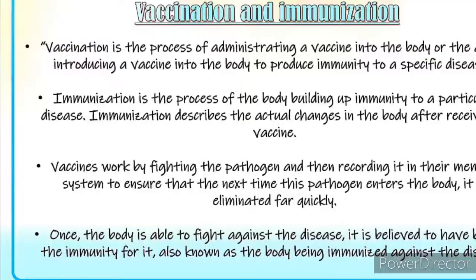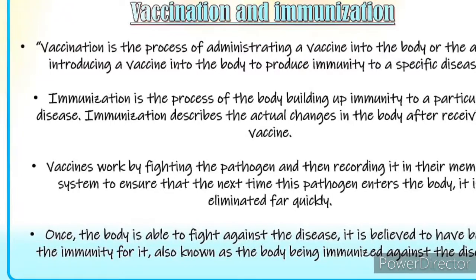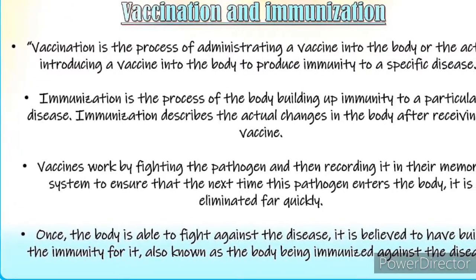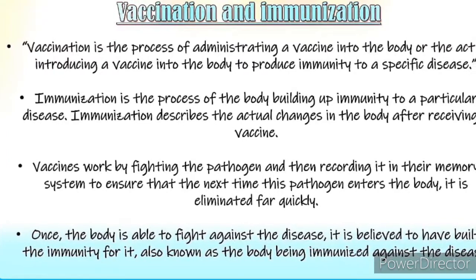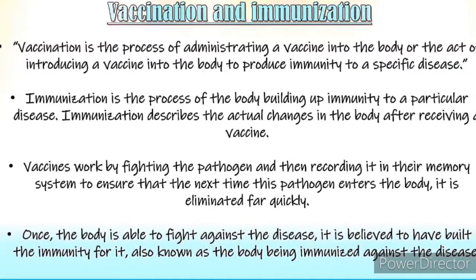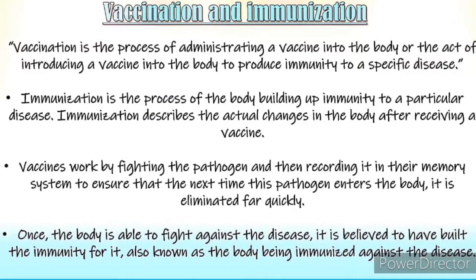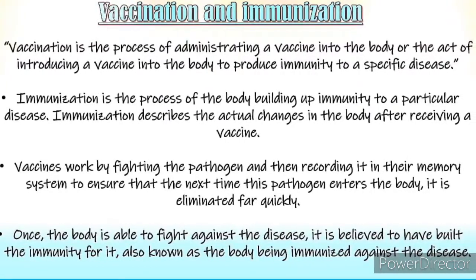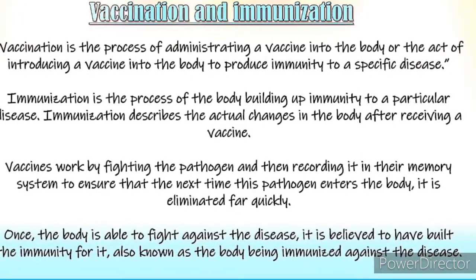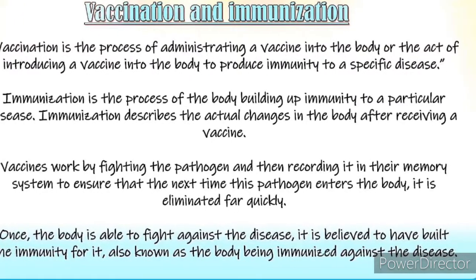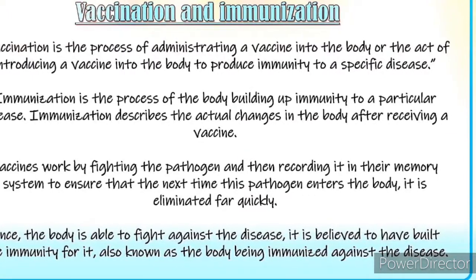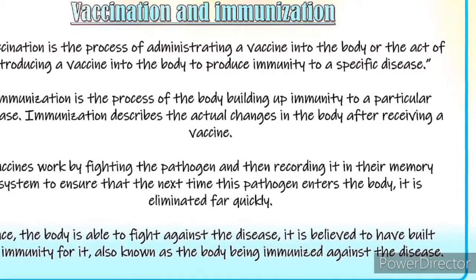Vaccination is the process of administering a vaccine into the body, or the act of introducing a vaccine into the body to produce immunity to a specific disease. That is called vaccination. So what is immunization? It is the process of the body building up immunity to a particular disease. Vaccines work by fighting the pathogen and recording it in their memory system. So our immune system has memory, right?